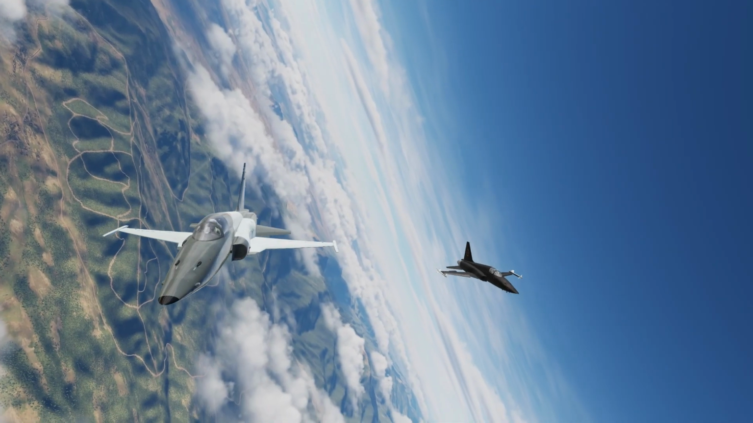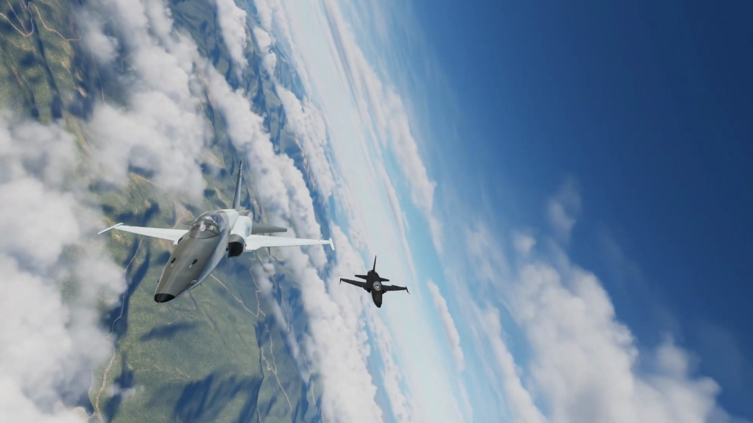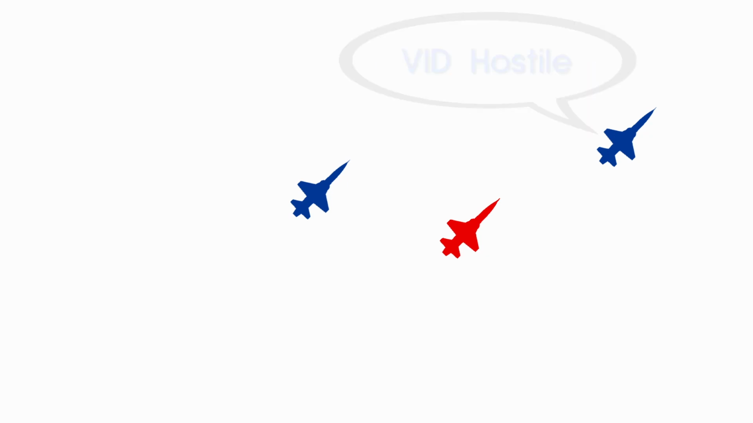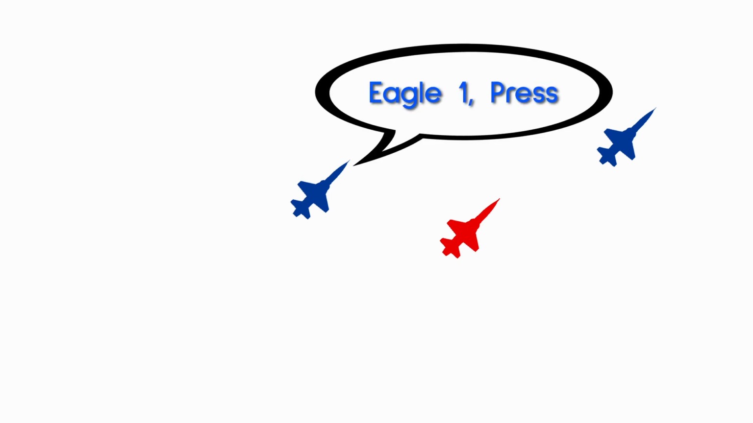Eagle 1 sees the bogey continue chasing him. Whether he didn't see Eagle 2 or just made a poor tactical decision, the bogey has decided to keep turning. At this point, they're close enough that Eagle 1 is sure this is an armed aircraft with hostile intent. So he says, "Eagle 1, engage defensive." He could have added VID hostile too. But logically, he'd only go defensive if he was sure that this was an enemy. Eagle 2 recognizes this too and assumes the support fighter role by saying, "Eagle 1, press." Then he begins maneuvering for a shot.